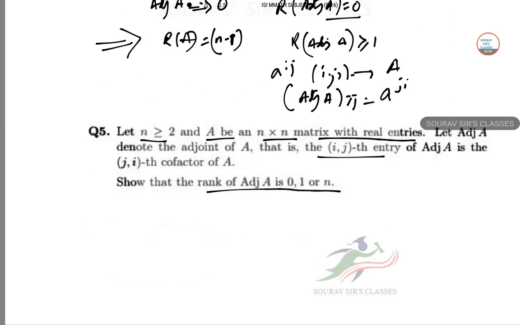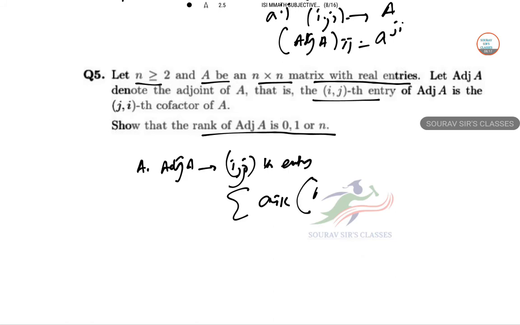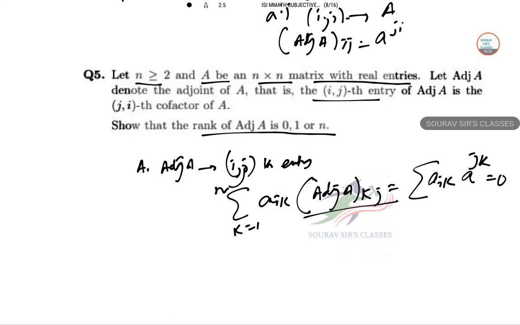If we consider the product A times the adjoint of A, then its (i,j)th entry will be the summation over k from 1 to n of a_ik times adj(A)_kj. Remember this part. Obviously this will be the summation of a_ik, which remains as a_ik, times the cofactor A_jk. So this is part 1.